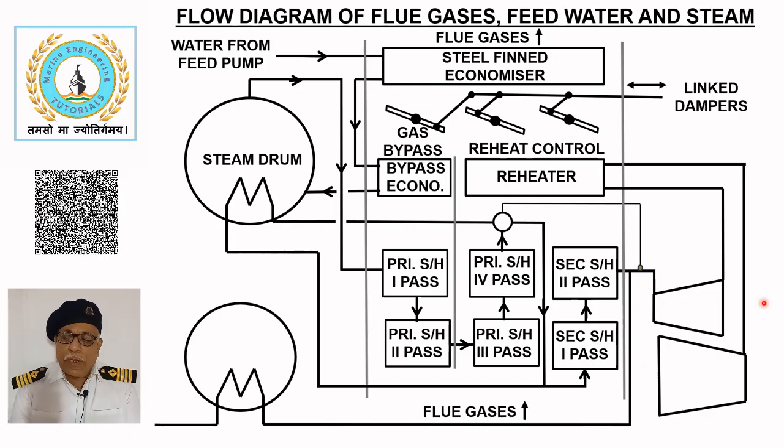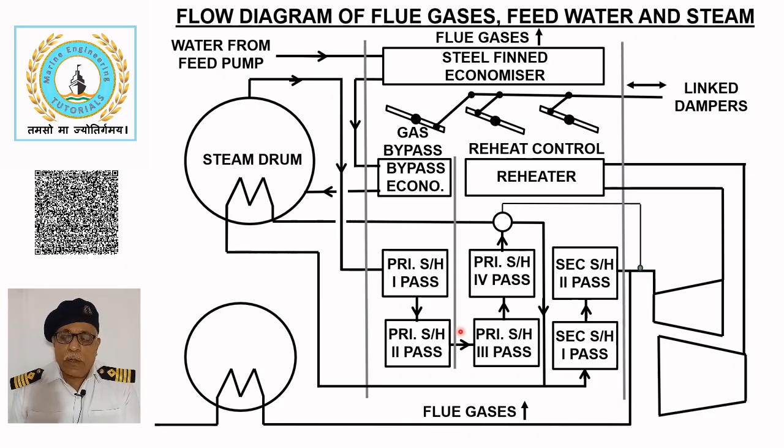The primary superheater has four steam passes. The first and second passes, along with the bypass economizer, are regulated by the gas bypass damper. When reheating is required, the flue gas flow in this section is reduced.